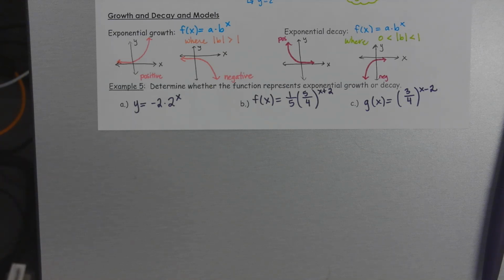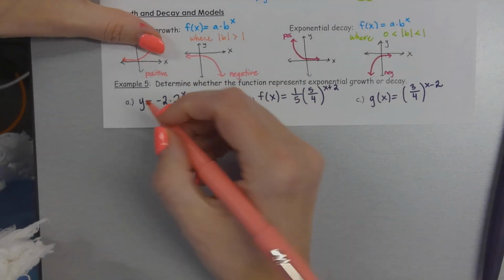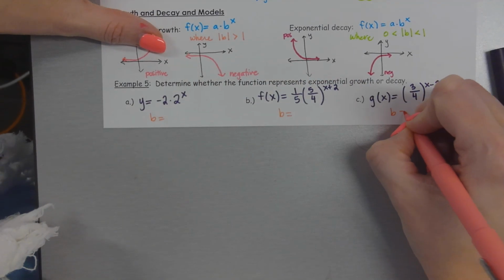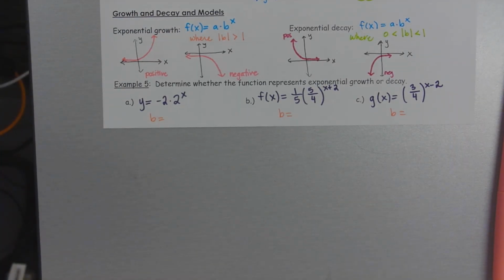Okay, so I want you to write it down so I can see it. Write down what your base is for each. So B equals, B equals, B equals. And if you're confident in your answer for your base, go ahead and label it growth or decay. And if you want to talk to somebody next to you just to make sure before you write it down, that's fine too.